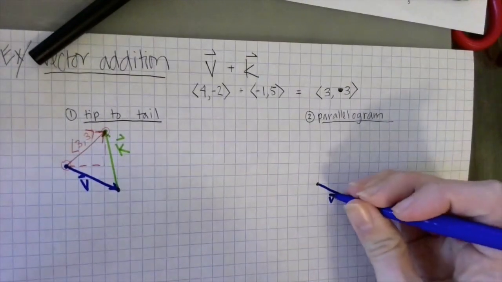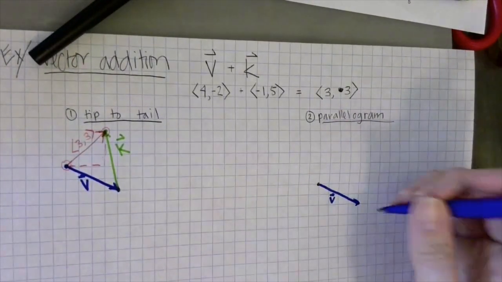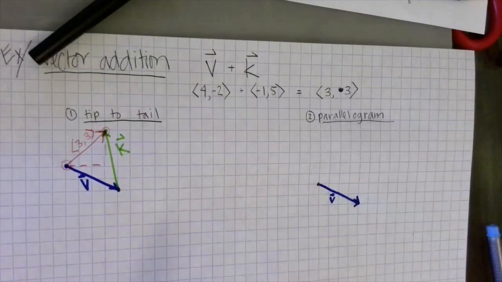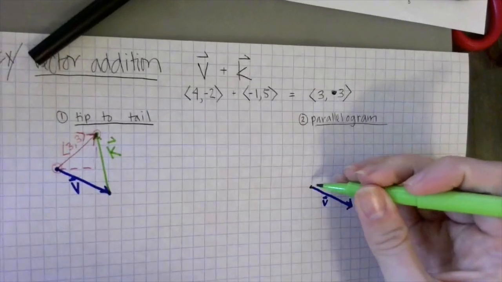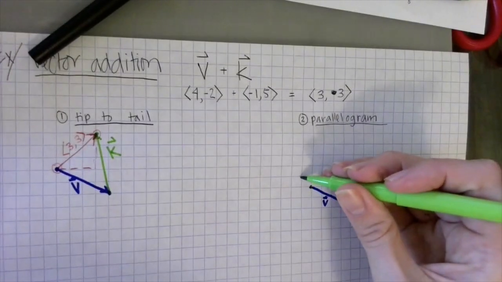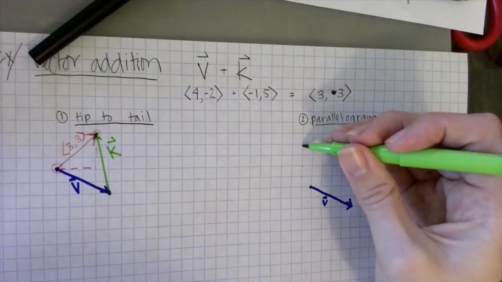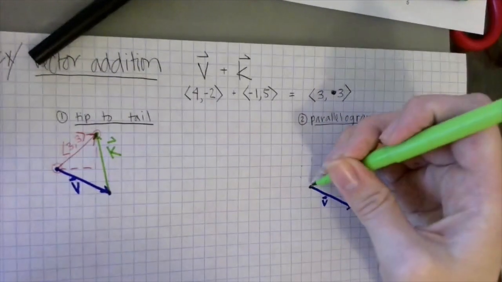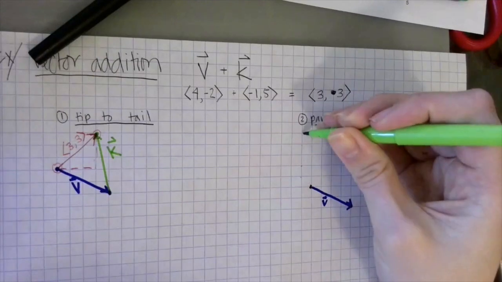And then vector k, I should make the arrow a little clearer. Vector k is going to go from the same starting point. It's going to go 1 to the left, and 1, 2, 3, 4, 5 up. So here's vector k.